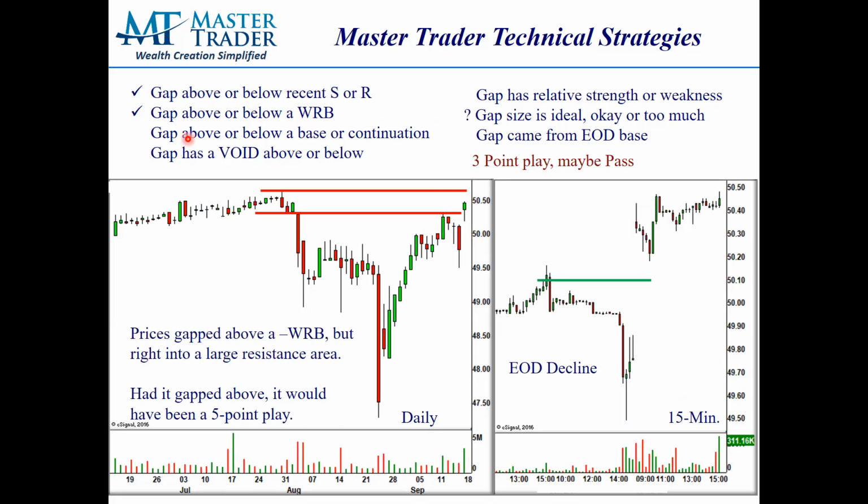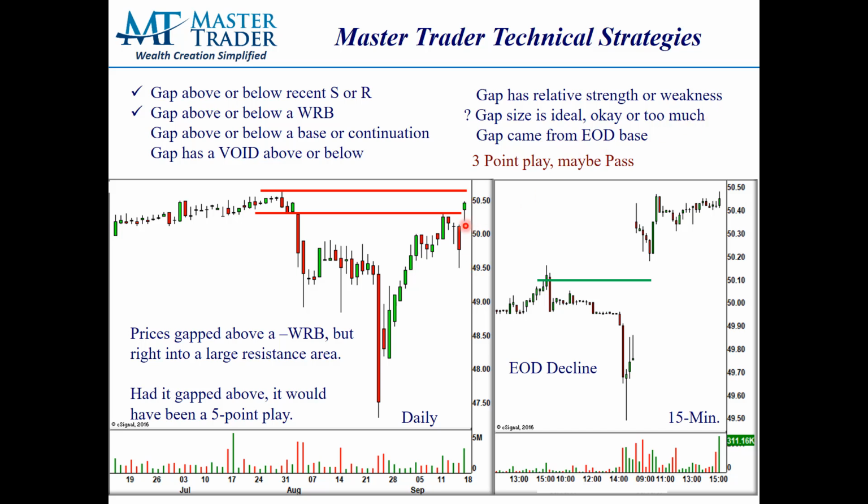3-point play, maybe. Gap above or below recent support or resistance. Well, it gapped above, but the next area of resistance is right here. So while we give it a point for getting above this area, gapping above it, right into the next area, it's not getting a point for clearing this whole situation here. It did gap above a bearish wide range bar. Relative strength to weakness, I didn't give it a point.